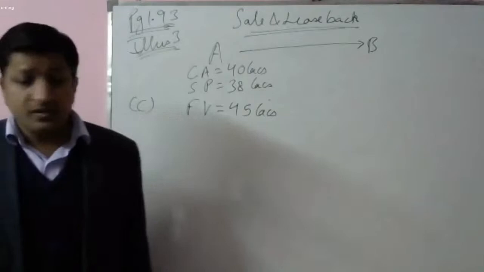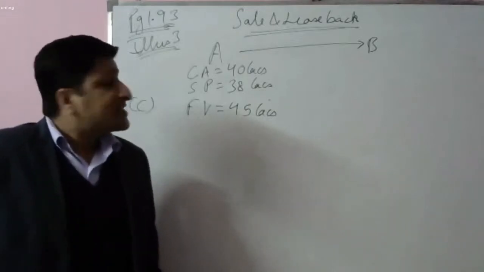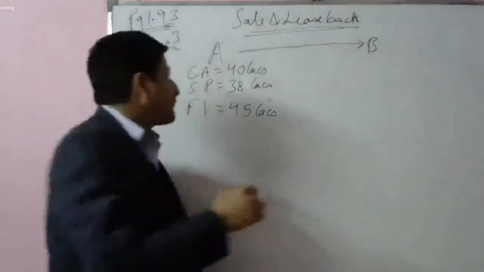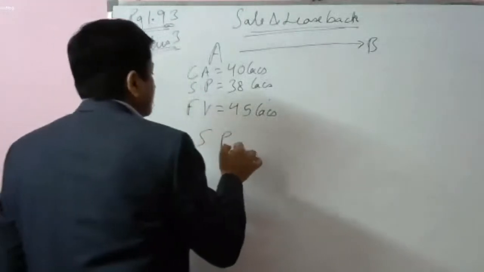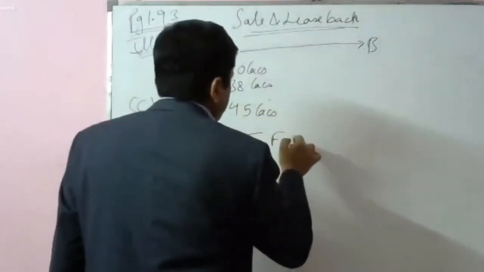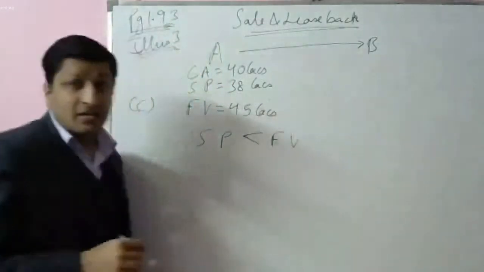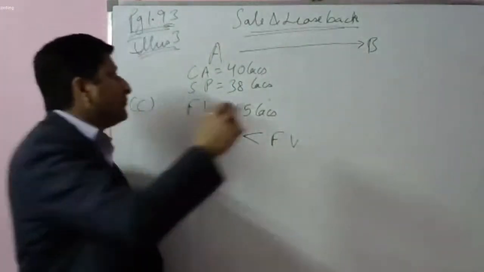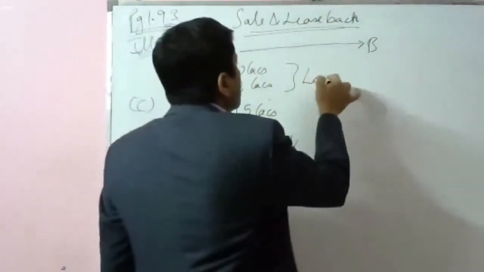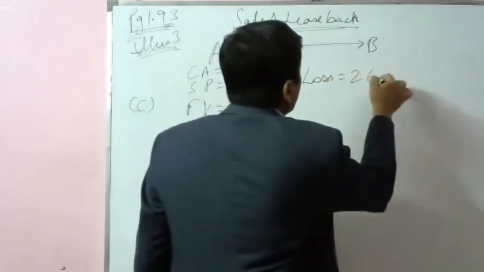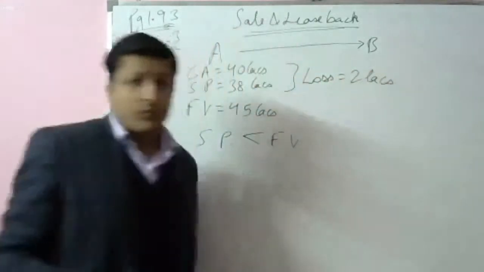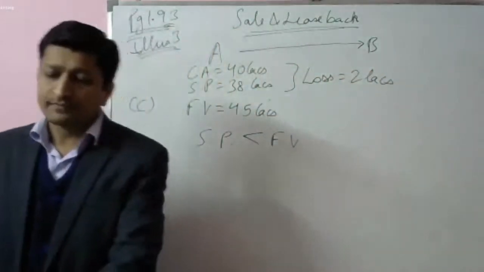Okay. So now, in the third situation, what do we have? The third situation is the one wherein selling price is less than fair value. But do we have a gain? No. We have a loss of 2 lakhs.